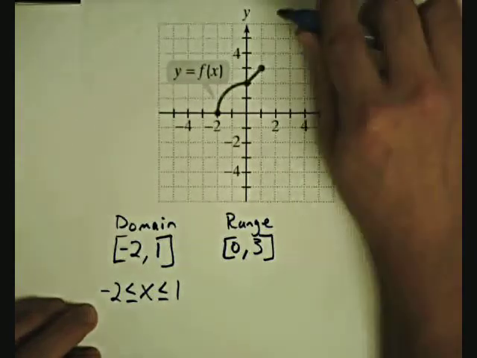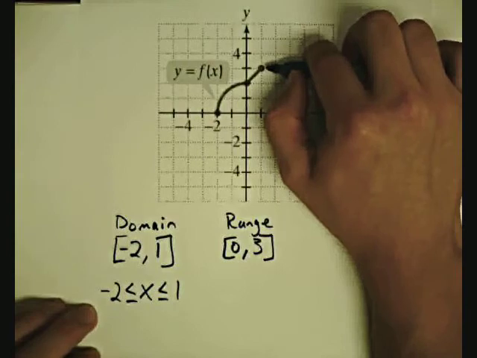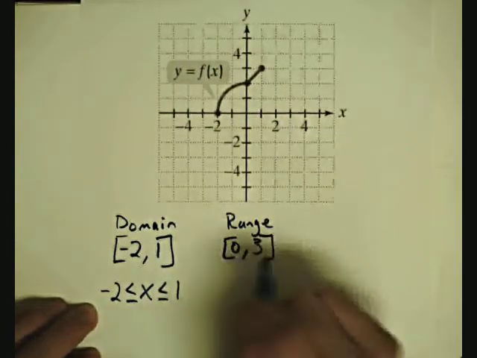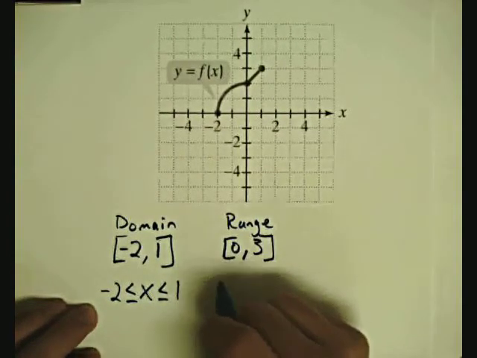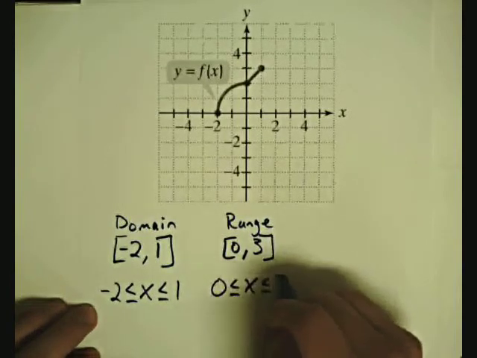Again, we're using brackets because we have filled in circles indicating that those points are included. Set builder or inequality notation would be 0 is less than or equal to y less than or equal to 3.